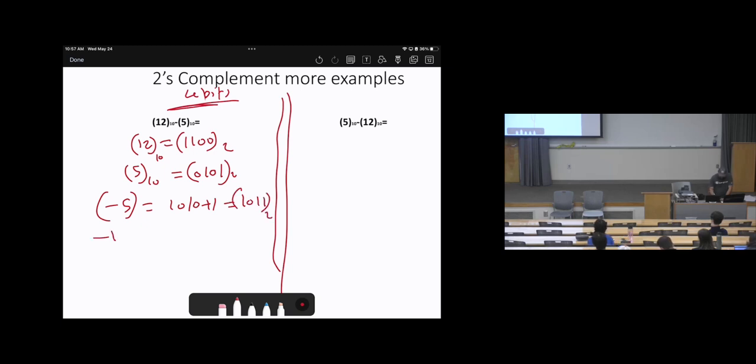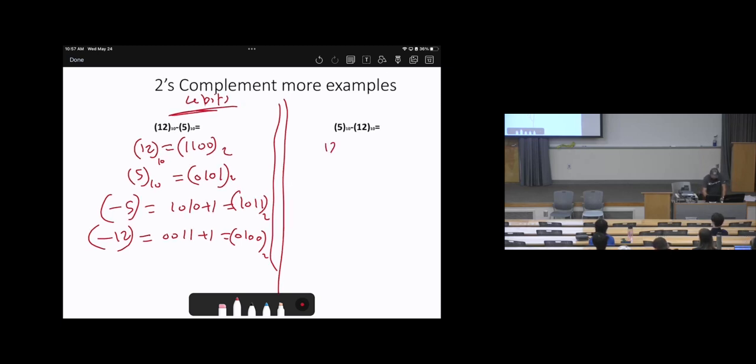How to represent the negative 12? Do the complement first, which will be 0, 0, 1, 1, plus 1. Then it's going to be 0, 1, 0, 0. Okay, now do you agree with me on how to represent all of these numbers? Now let's do the subtraction.